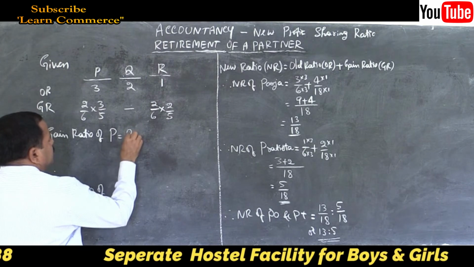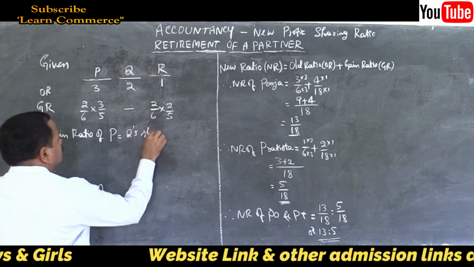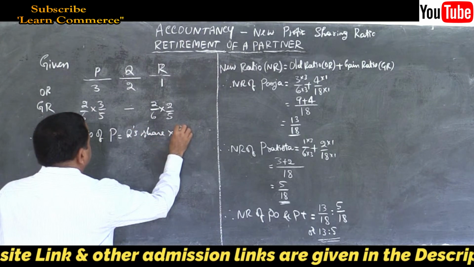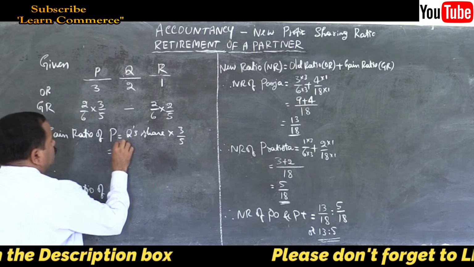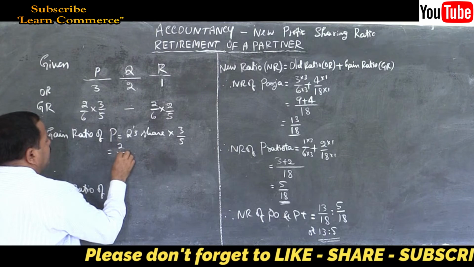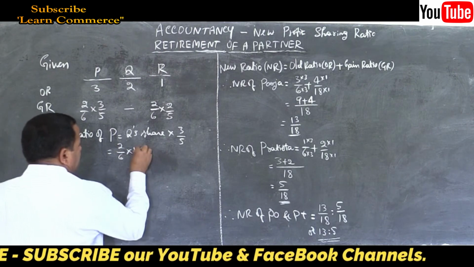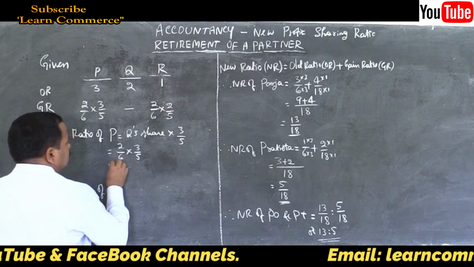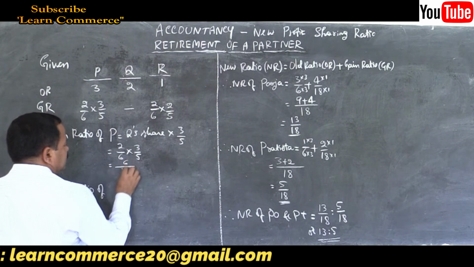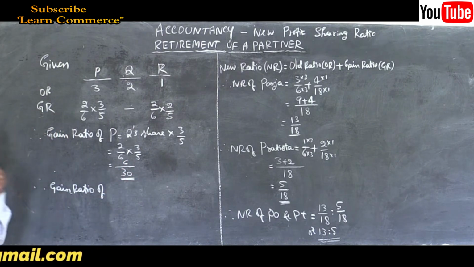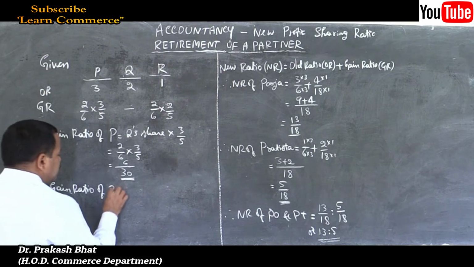Therefore, gain ratio of P is equal to Q's share into 3/5. Q's share is how much? 2/6. 2/6 into 3/5 is equal to, 3 2s are 6, 6/30. 6/30, right?